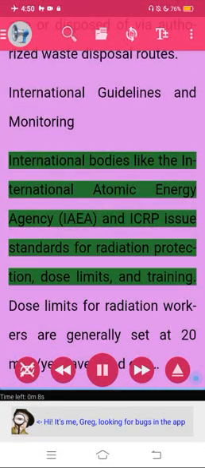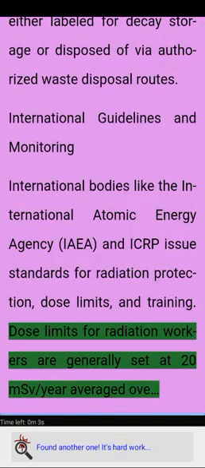International bodies like the International Atomic Energy Agency (IAEA) and ICRP issue standards for radiation protection, dose limits, and training. Dose limits for radiation workers are generally set at 20 millisieverts per year averaged over five years.